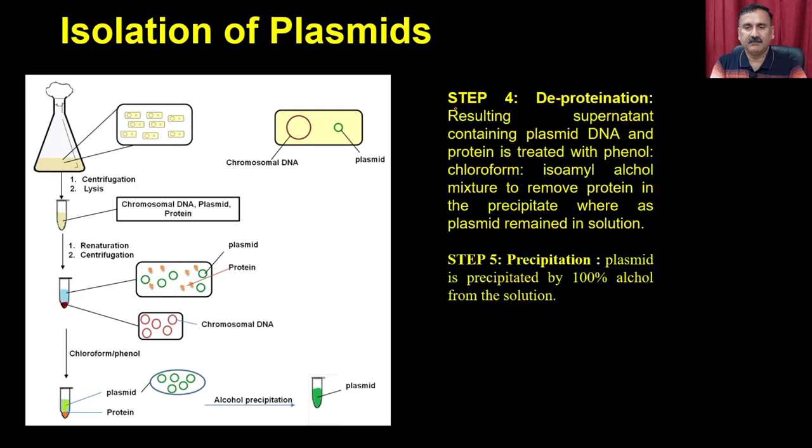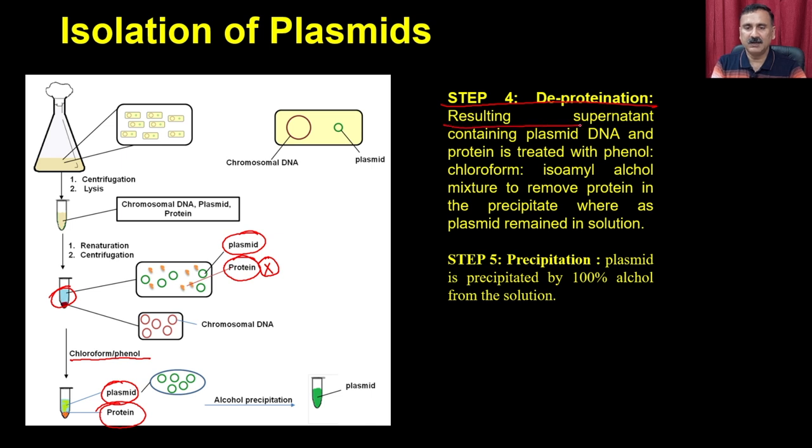Now we have to remove the protein, because at this stage we have the plasmid DNA and also a small amount of protein. So you are going to treat this supernatant with a chloroform and phenol mixture. The chloroform and phenol denature the proteins, and that's how you remove the protein. The protein is going to be present in the pellet and the plasmid in the supernatant. So in step 4, you are going to do deproteination.